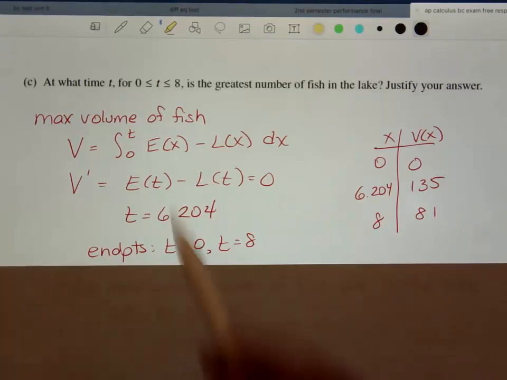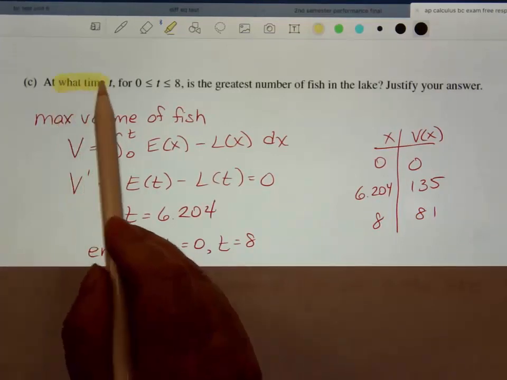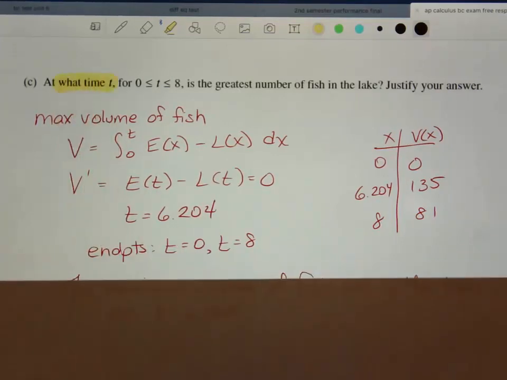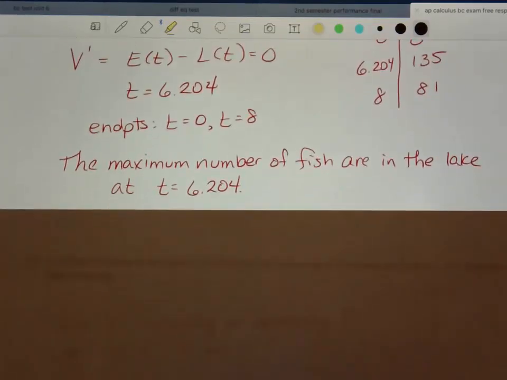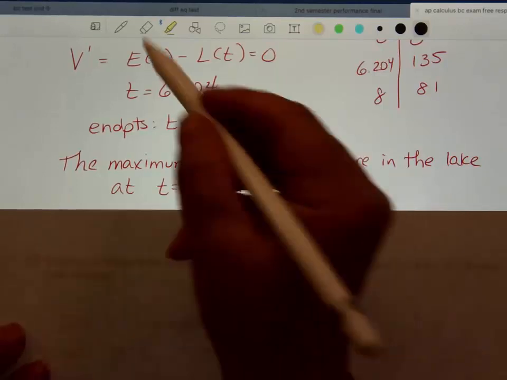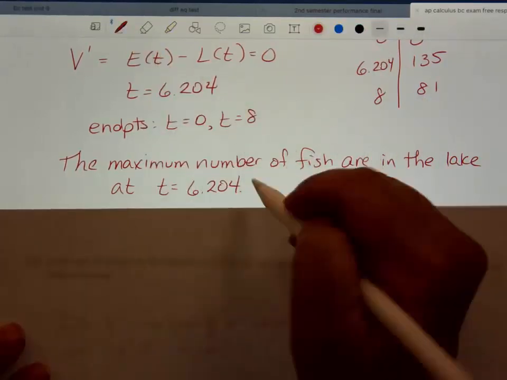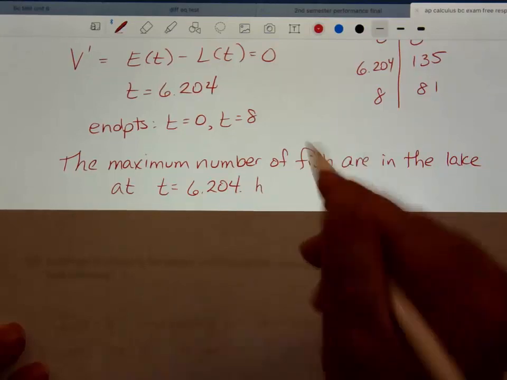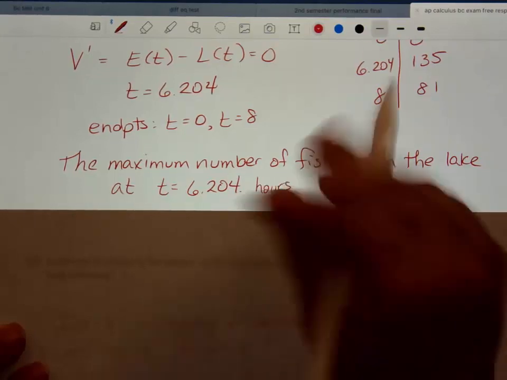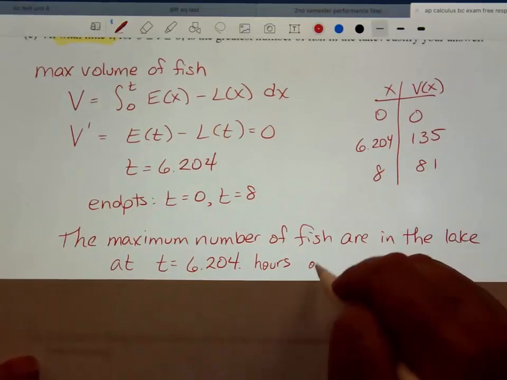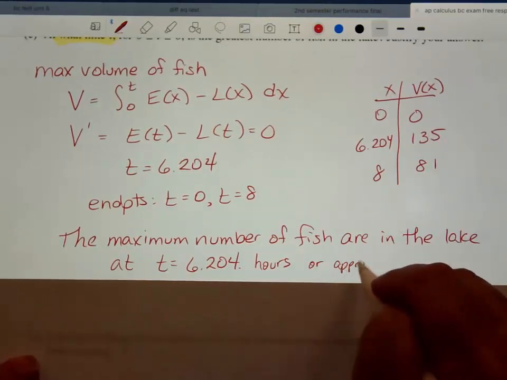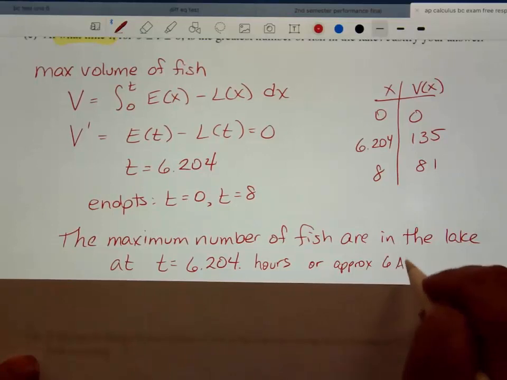The question says, at what time t? I went ahead and answered it both ways. It happens to be the 6.204. Actually, no, I did not. I take that back. The maximum number of fish are in the lake at time t equals 6.204. I just now realized that I needed to put hours, and I believe it said at what time. Or you could say that is approximately 6 a.m.